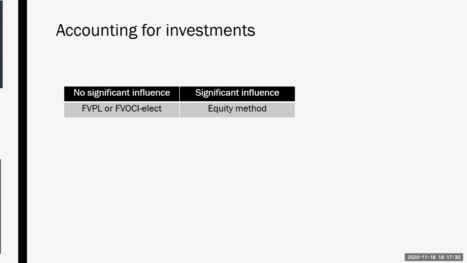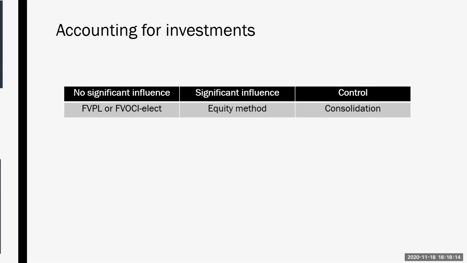Once significant influence is obtained, and that typically happens when you own between 20% and 50% of the outstanding common shares of the other company, but there can be other indicators of significant influence as well over and above the percentage ownership, such as representation on the board, ability to influence key decisions, exchange of managerial personnel, significant volume of intercompany transactions, and so on. So if significant influence exists, then the investor has to use the equity method to account for its investment.